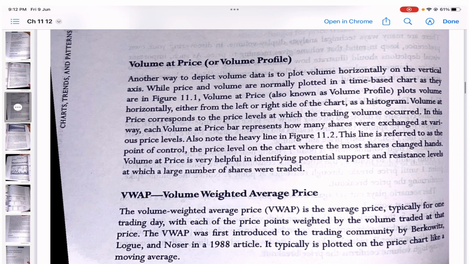The second thing is volume at price. What is volume at price? Volume at price is also known as your volume profile. So what does that mean? Let's talk about it. Another way to depict volume data is to plot volume horizontally on a vertical axis. While price and volume are normally plotted in a time-based chart, volume at price, known as volume profile, plots volume horizontally, either from left to right as a histogram.